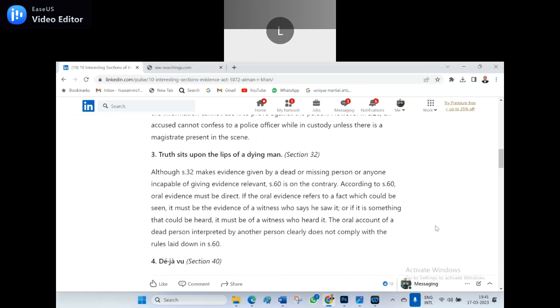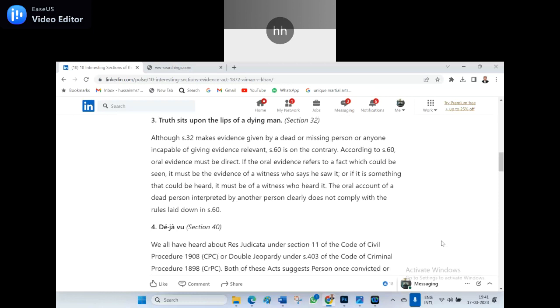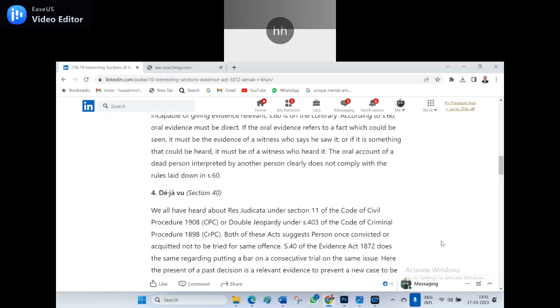What is the truth that sits upon the lips of a dying man? Section 32. A dying person would not lie; that is the concept. Yes, sir. So that's why I say truth sits upon the lips of a dying man. And this is Section 40.